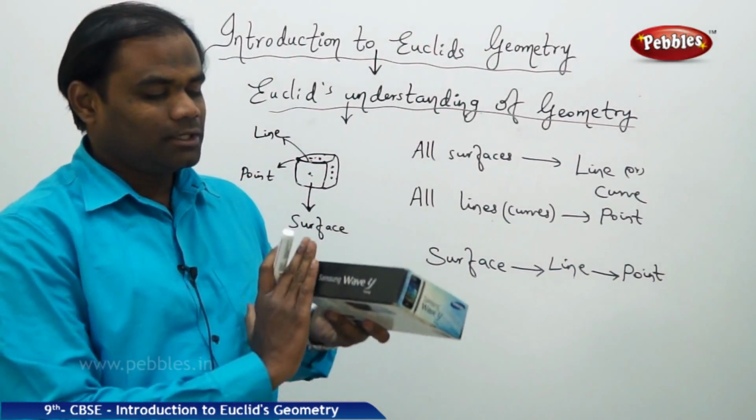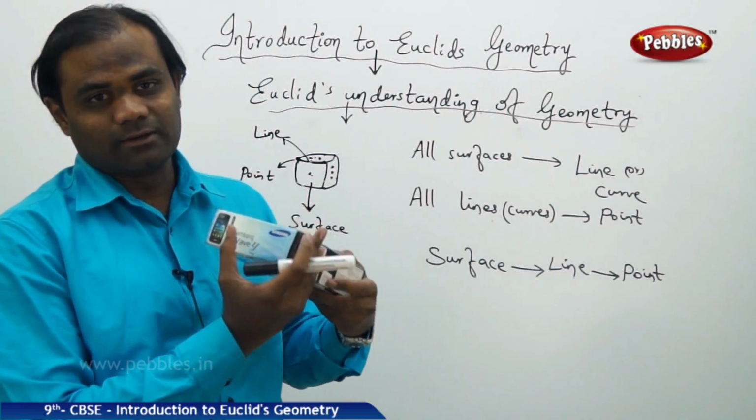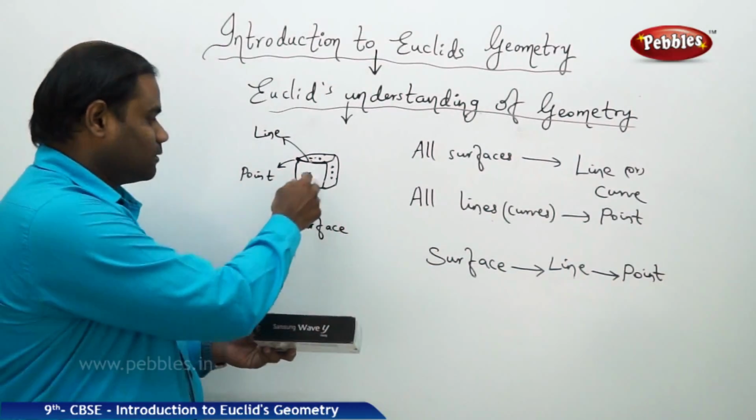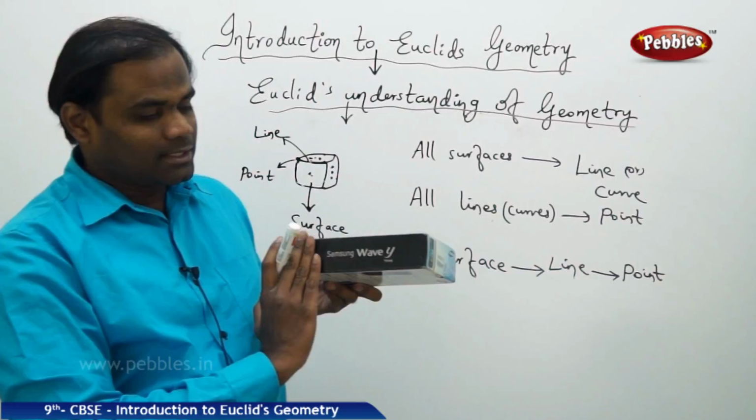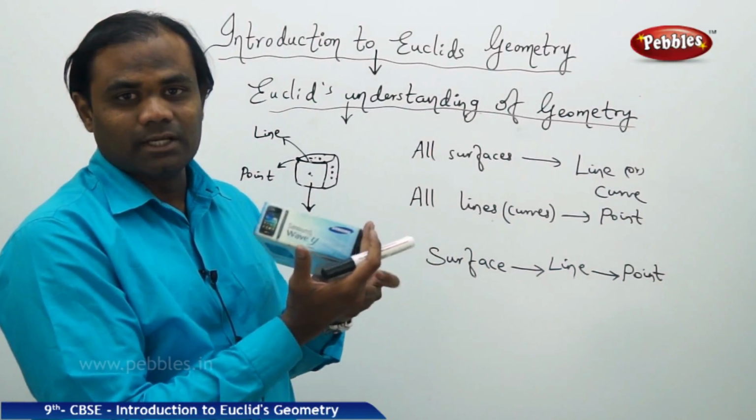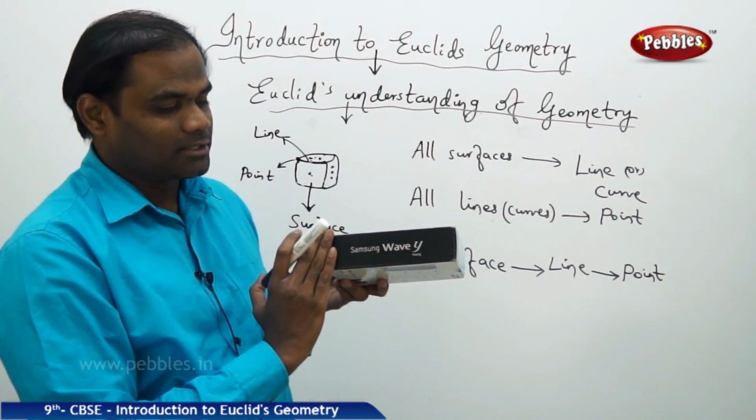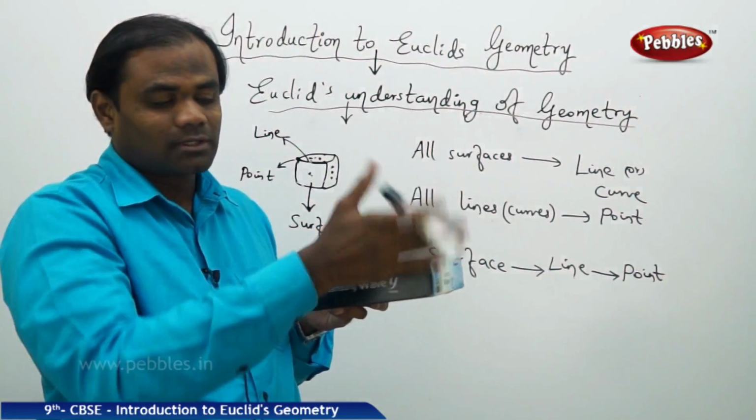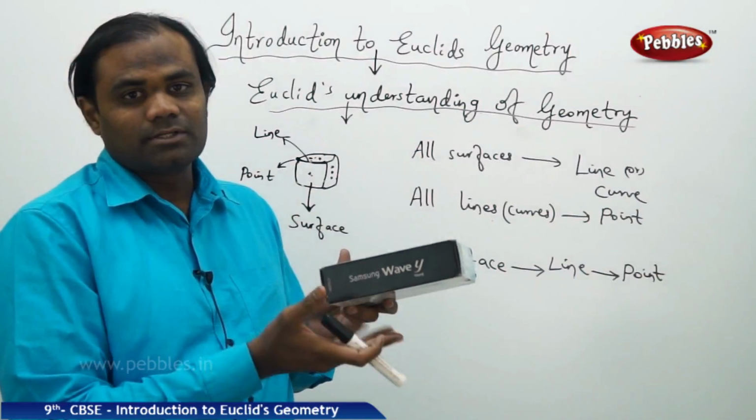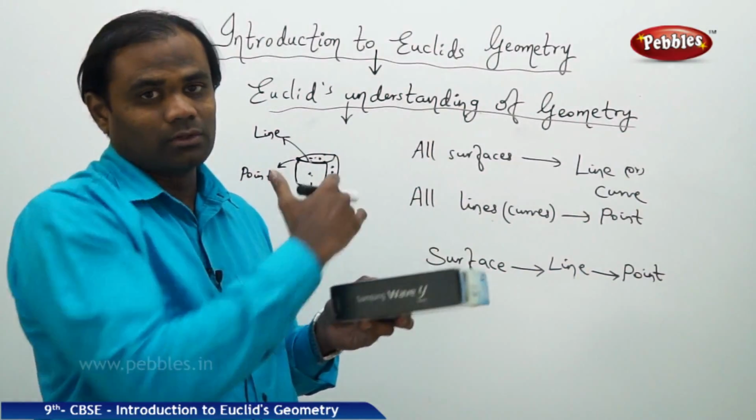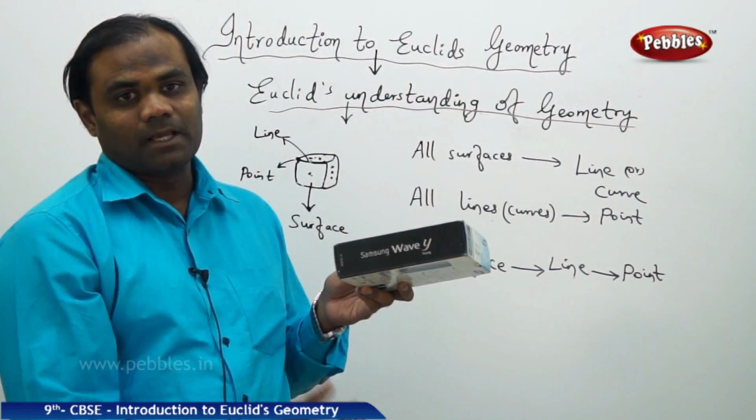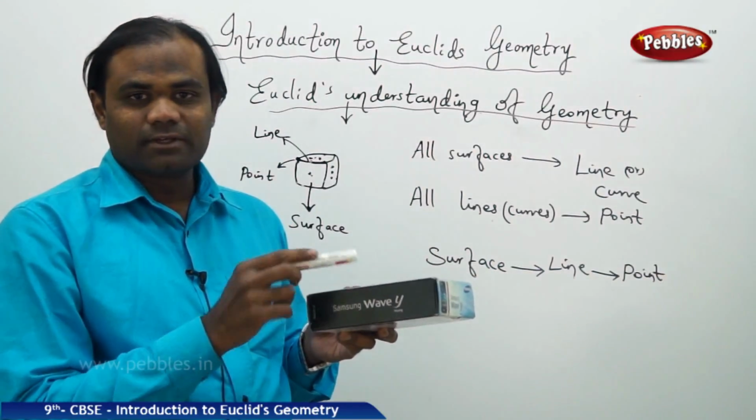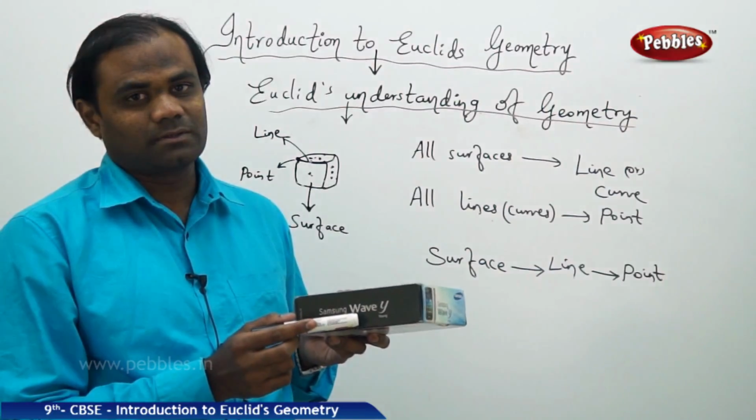In this, each of the faces is called a surface according to Euclid's geometry. Now as I see it, every surface is in its own space, which means this surface cannot be in this space, or this surface cannot be in this space. Each surface is in its own space, is how we understand the surface. So every surface is separated by spaces.